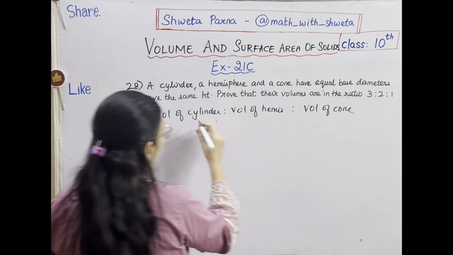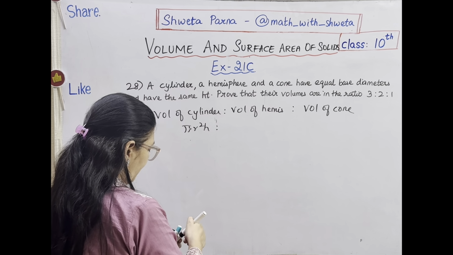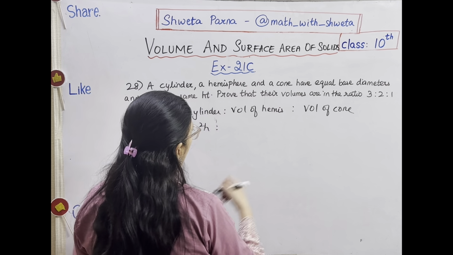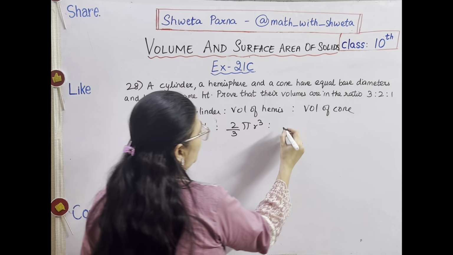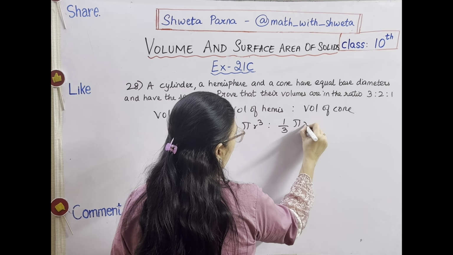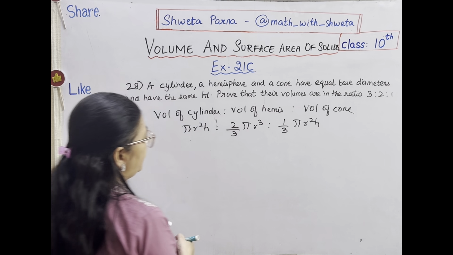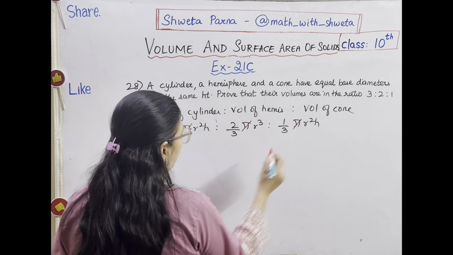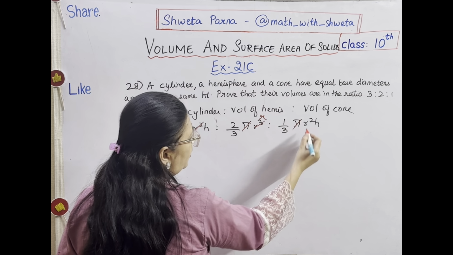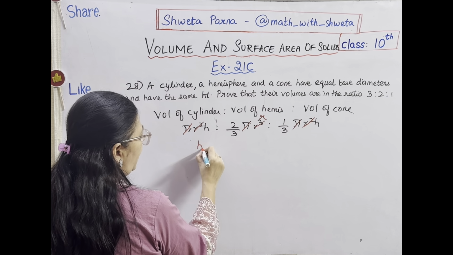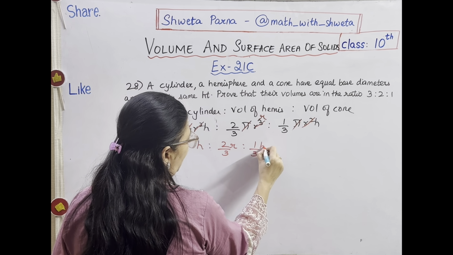Okay. What is the formula for volume of cylinder? Pi r square h. What is the formula to find the volume of a hemisphere? It is 2 by 3 pi r cube. Volume of cone is 1 by 3 pi r square h. Okay. Now the radius is same, the height is same. Pi gets cancelled. Here r square gets cancelled, only 1 r is left. Here r square gets cancelled. Now what is left? h is to 2 by 3 r is to 1 by 3 h.